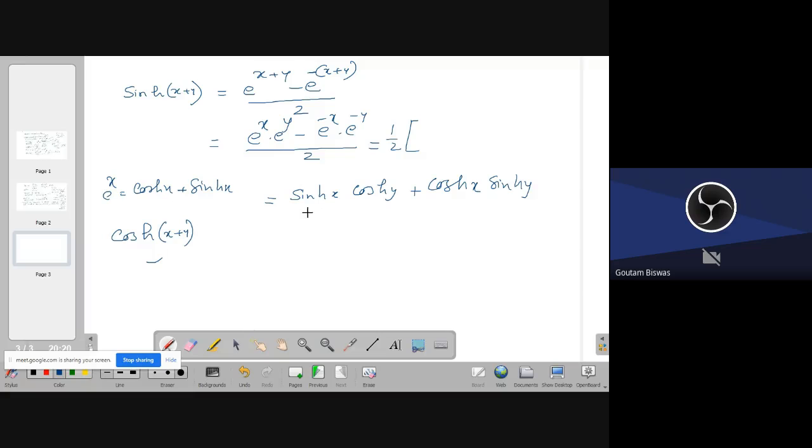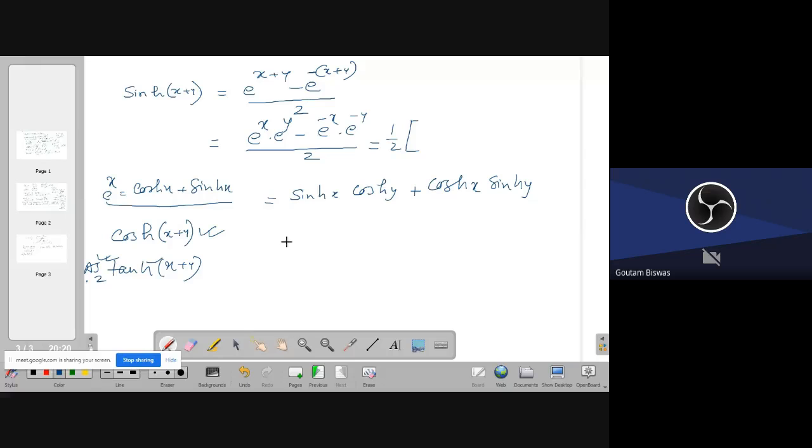So just put it here and use these expressions and keep e to the power y like this. I will give you only one. First find out this one and then tanh(x+y). Okay, so this is your assignment to do at home. I will check it tomorrow.